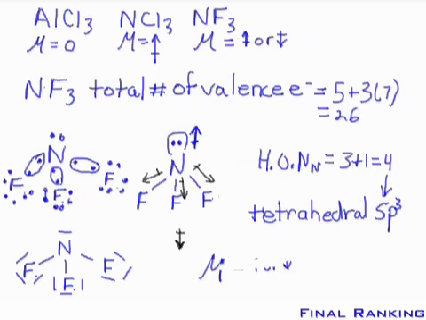So because of that, we can now give our ranking. And it was asked in increasing order, meaning you start with the smallest one first. So AlCl3 is less than NF3, which is less than NCl3.